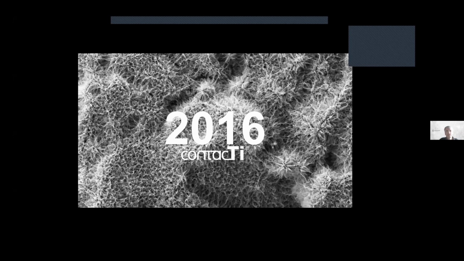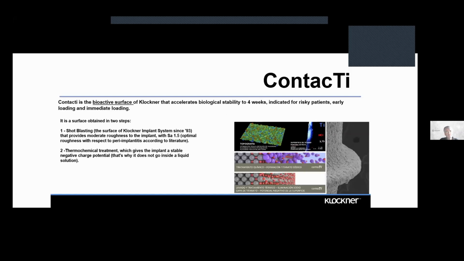At the beginning, we had to wait about 6 months when we placed an implant in the early 90s. Now, with 4 weeks, it's enough with this kind of surfaces. The Contacti is a bioactive surface that accelerates biological stability to 4 weeks. In most of the brands of implants, we have to wait 8 weeks. At the end, the amount of bone will be the same, but at the beginning, at this critical 3 to 4 weeks, there is a huge amount of bone surrounding the implant and in contact with the implant.